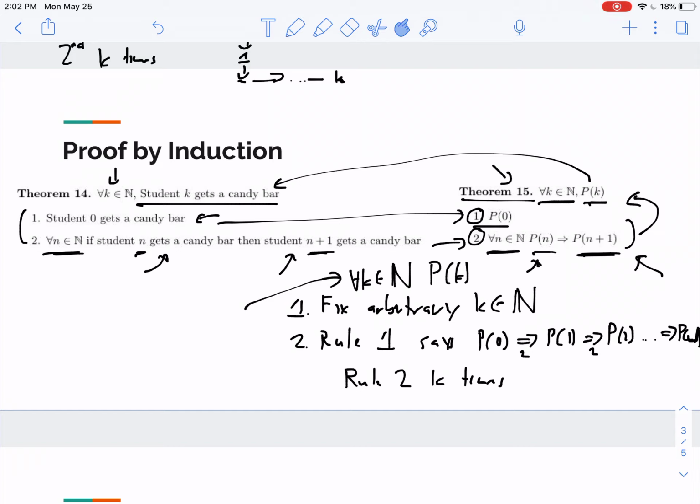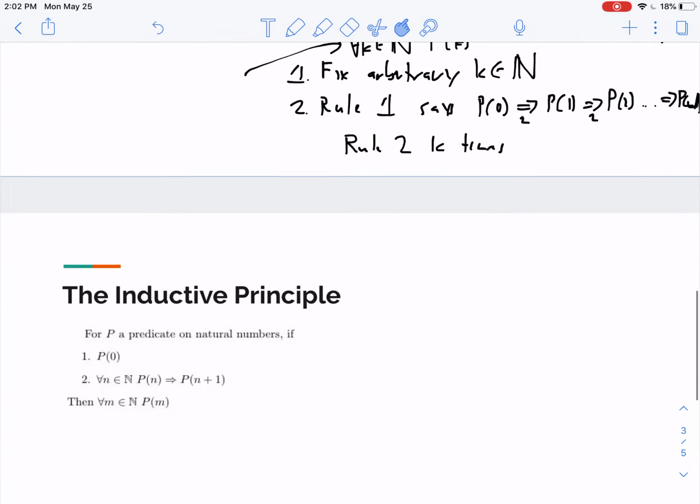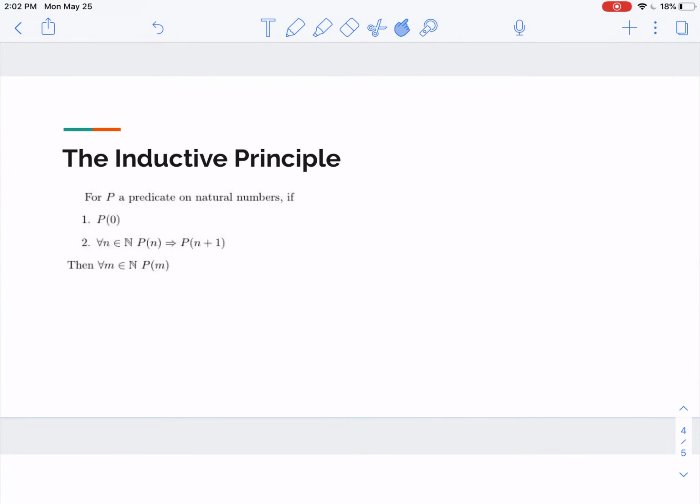So now we have a really nice proof technique because instead of having to prove something for all natural numbers, we can break it up into a couple of rules that are easier to prove. Induction can definitely be pretty confusing, and that was a lot going on right there. So let's summarize what we've done. What exactly is the inductive principle?